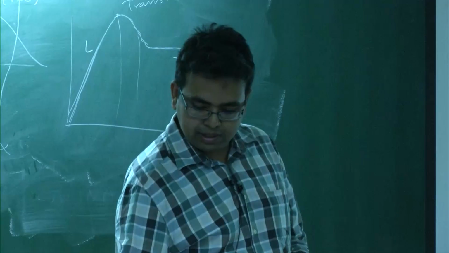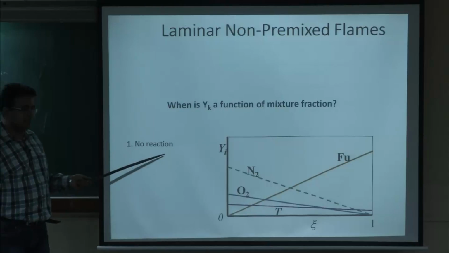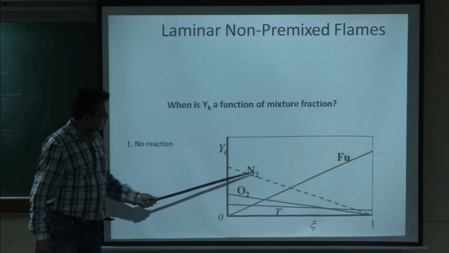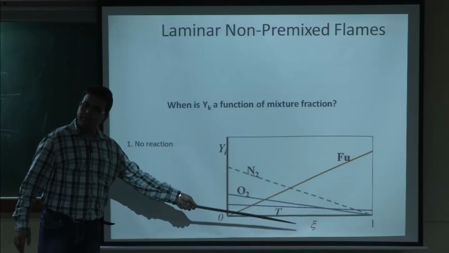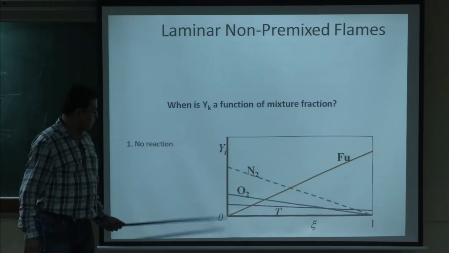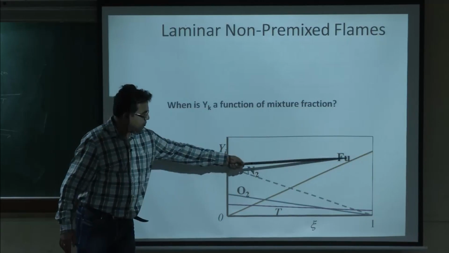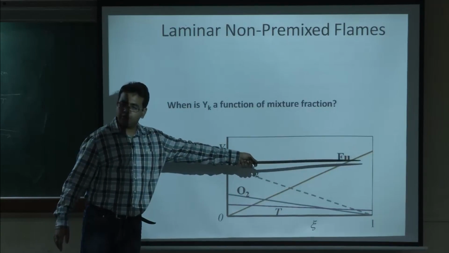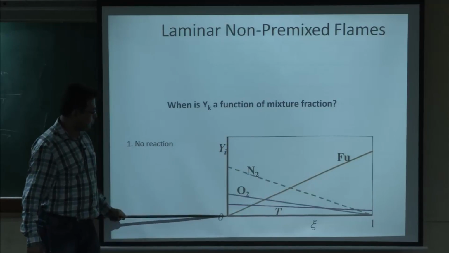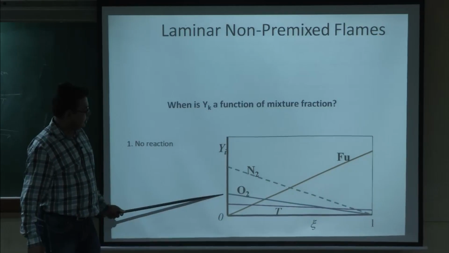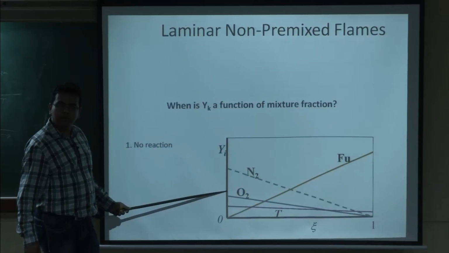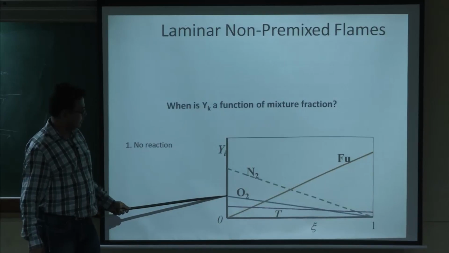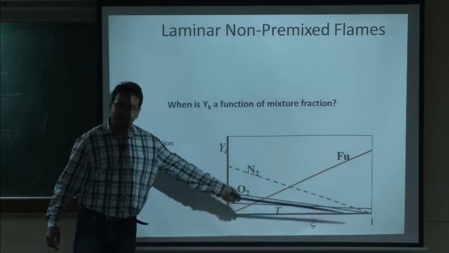One case is no reaction. In this case you see how all the species mass fractions change with the mixture fraction. If there is no reaction, your fuel will be maximum in the jet. If it is a pure fuel, then it will be unity there and it will go to 0 in the pure oxidizer. Similarly, if you are using air as the oxidizer, the oxygen mass fraction will be 0.233 there, and then it will go to 0 in the pure fuel.